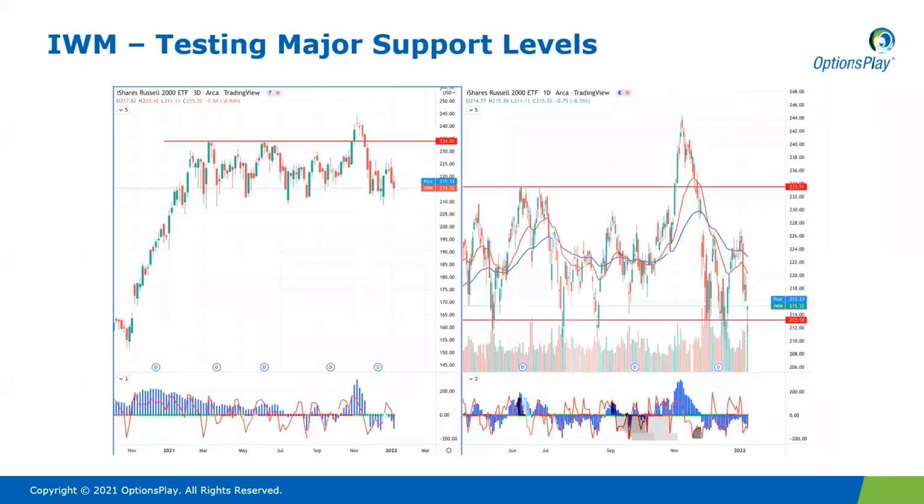Next, taking a look at small caps. So small caps, once again, testing a major support level at 213 and encouraging price action there, right? We saw a slight gap lower yesterday. Intraday, it did reach 213, rejected that level and closed a little bit higher to end the day. Now, encouraging price action, but for me, small caps are definitely very weak.